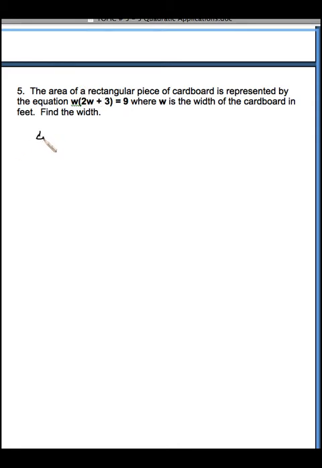And so let me just write the problem as it's given. Okay, so we're going to distribute this W first. And so we'll end up with 2W squared plus 3W minus 9 equals 0. Now this looks like a quadratic that we could solve. And, you know, we could check to see if you could factor it.